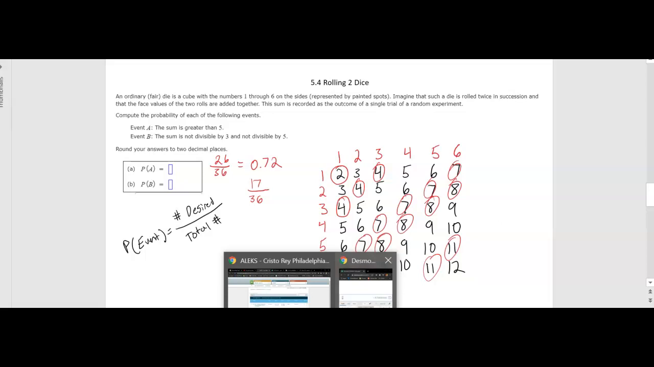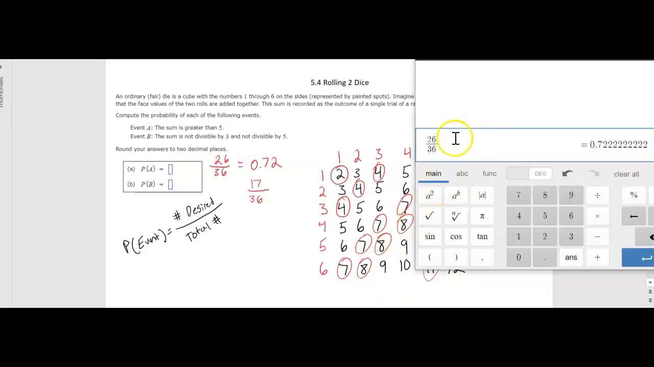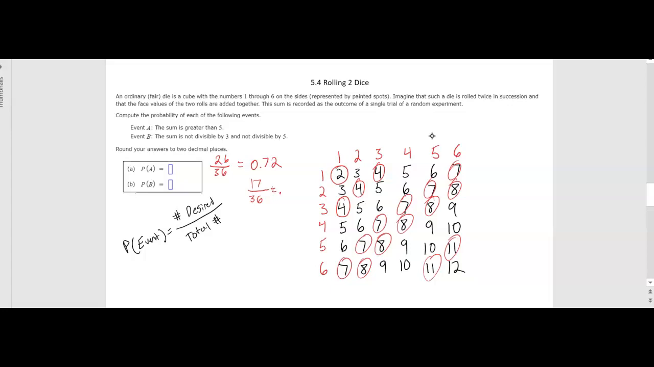Okay, so we'll go to a calculator. Trusty calculator on this one. 17 divided by 36 this time. 17 divided by 36 is 0.47. Okay, so hopefully that helped you understand these.